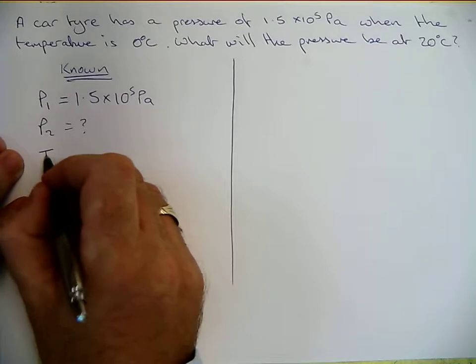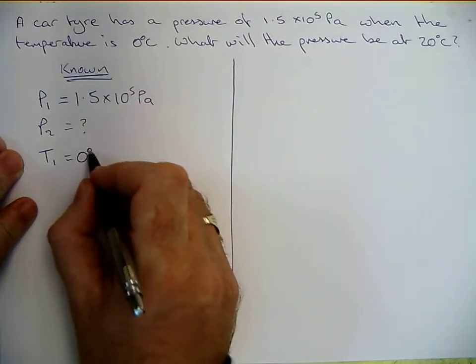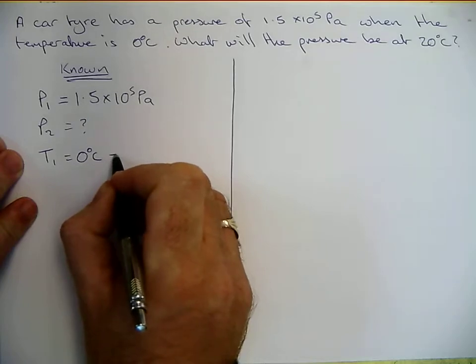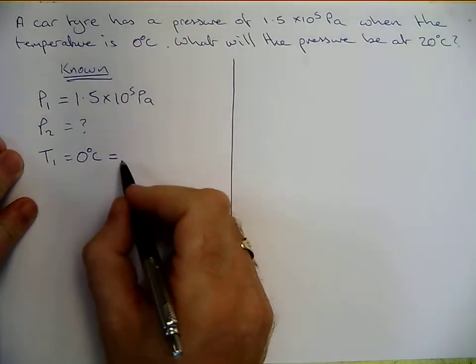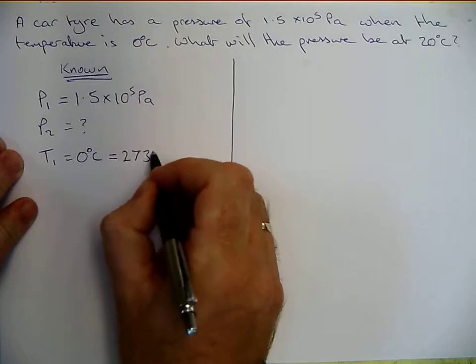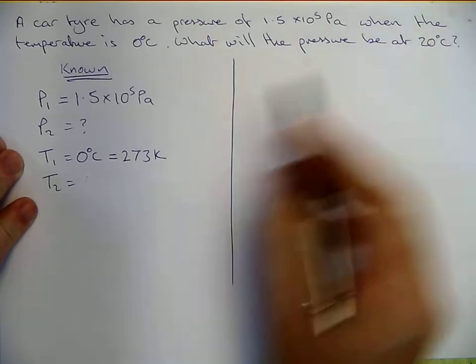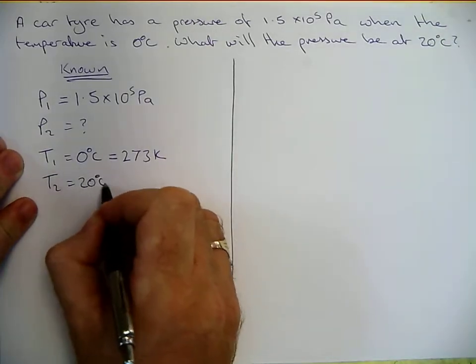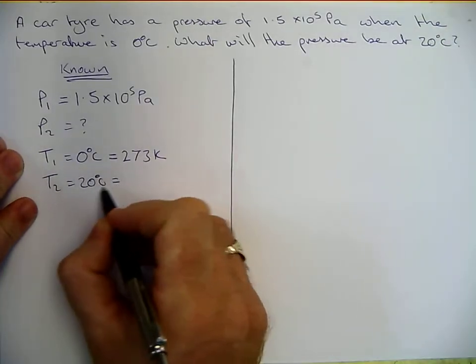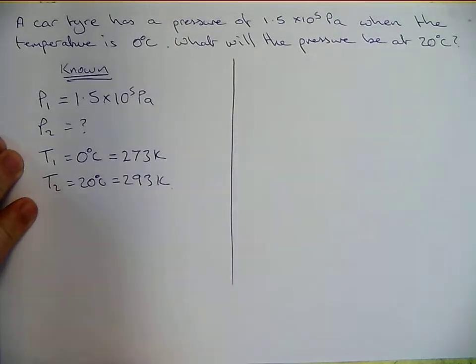We also know the temperature 1 at the start was 0 degrees Celsius, but we do not work in Celsius, we work in Kelvin. So we have to convert it by adding 273, so that's 273 Kelvin. T2 is 20 degrees Celsius, and again converting that into Kelvin, we add 273, that becomes 293 Kelvin.